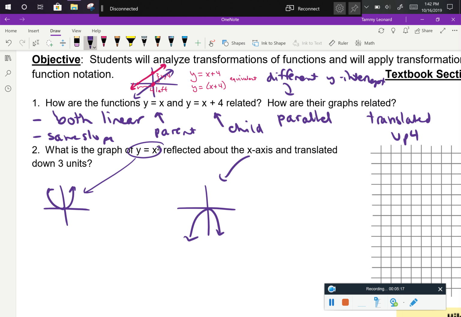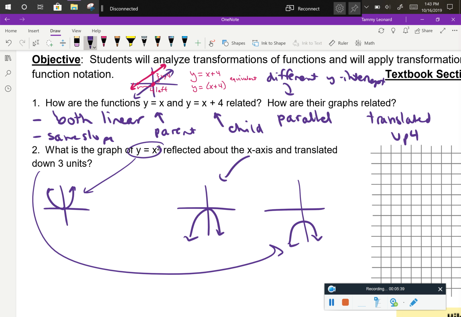Everybody okay? Yes? Then it says translate it down 3 units. So after we reflect across the axis, then we're going to translate down 3 units. That won't change which way it's facing. It's just going to be like it dropped down, like it slid. So now it's going to look like that. Okay, this is then take it down 3 units. Is everybody okay with that progression?